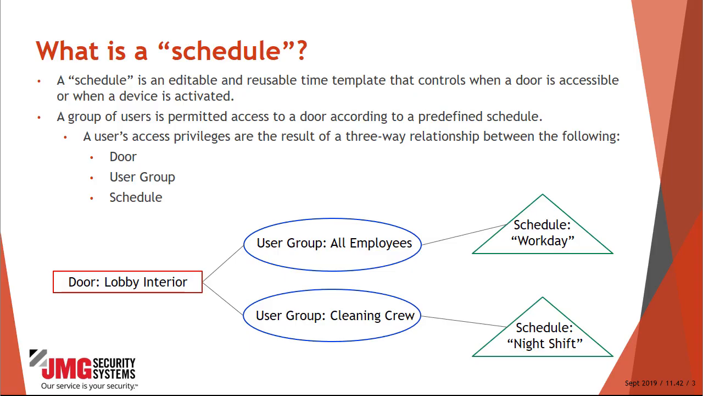In our example below, for this one door called Lobby Interior, we have 2 separate groups of users who have access. Each group has their own schedule that controls the day and time during which those members have access to this one door.